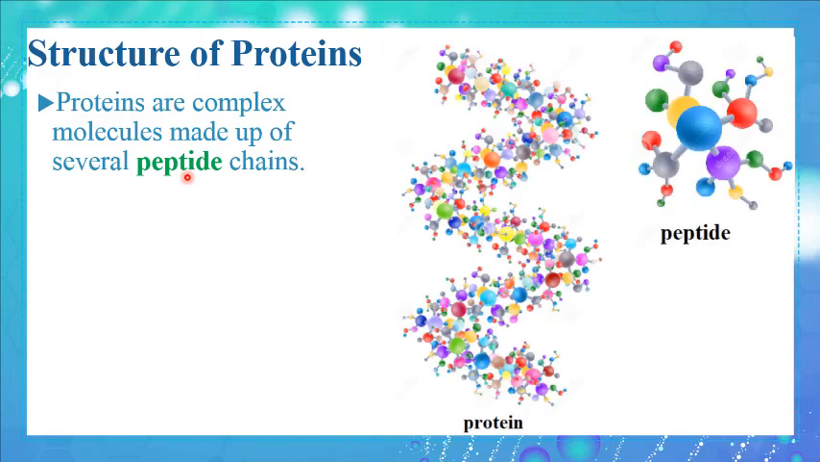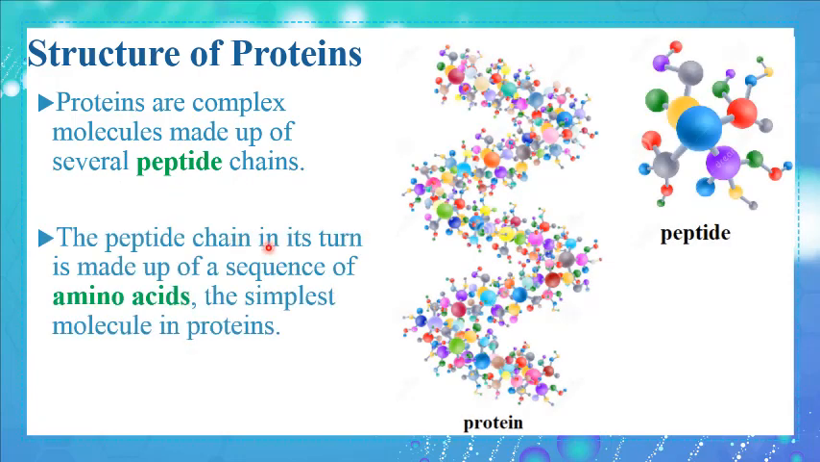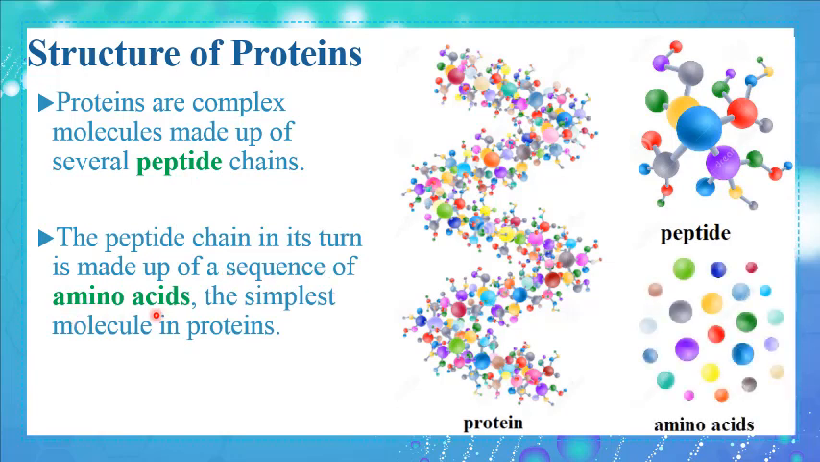After having studied the transformation of starch by salivary amylase, let's find out what happens to other types of food like proteins. But before we study the digestion of proteins, let's learn about their structure. Proteins are complex molecules made up of several peptide chains. The peptide chain in its turn is made up of a sequence of amino acids, the simplest molecules in proteins.